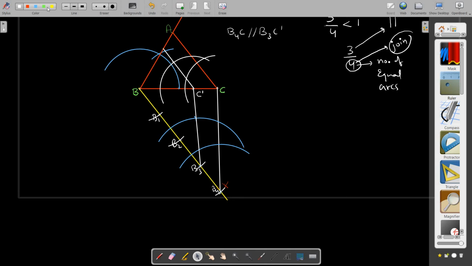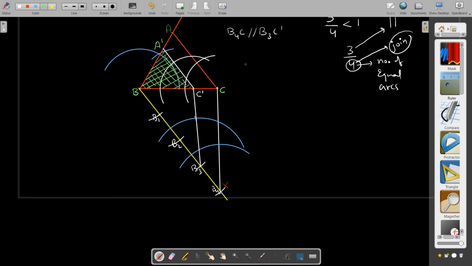It will be labeled as A prime. Now A prime B C prime is the required triangle. A prime B C prime is the required triangle whose sides are 3/4 the sides of triangle ABC, and which is similar to triangle ABC also. So how do we prove that each side of A prime B C prime is a 3/4 ABC?